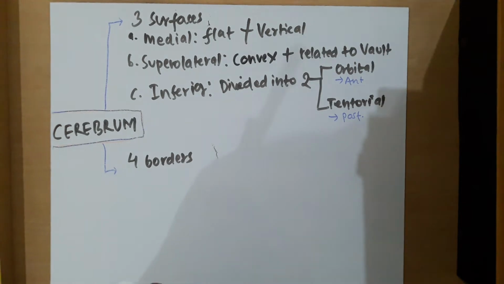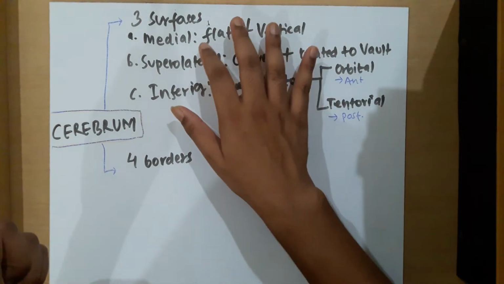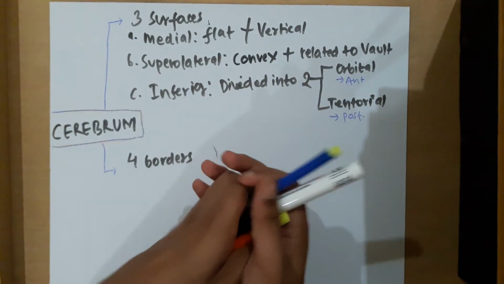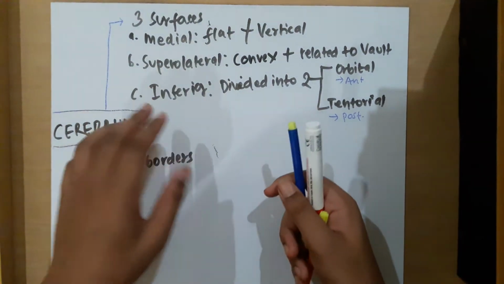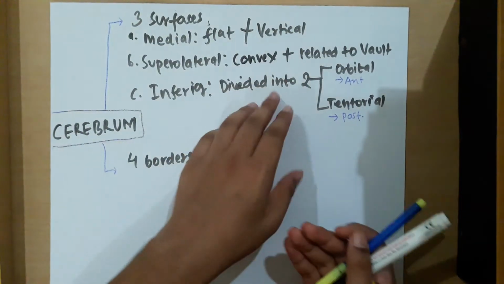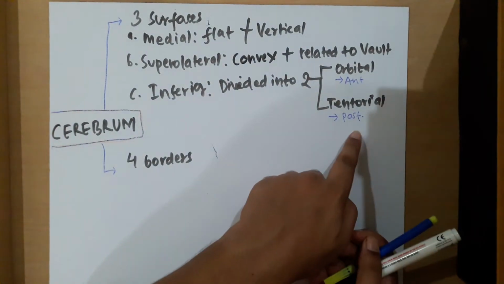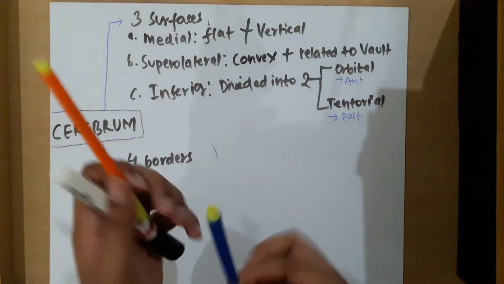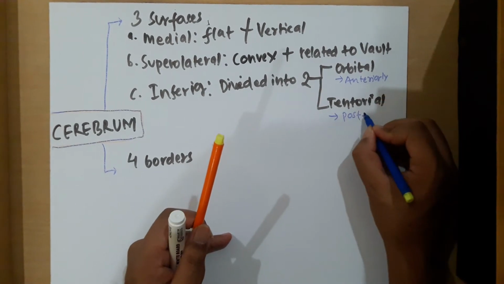So each cerebral hemisphere presents three surfaces. They are medial surface, superolateral surface and inferior surface. The medial surface is flat and vertical, while the superolateral surface is convex and related to the cranial vault. The inferior surface is divided into two parts, the anteriorly located orbital surface and the posteriorly located tentorial surface. I have written this in short form.